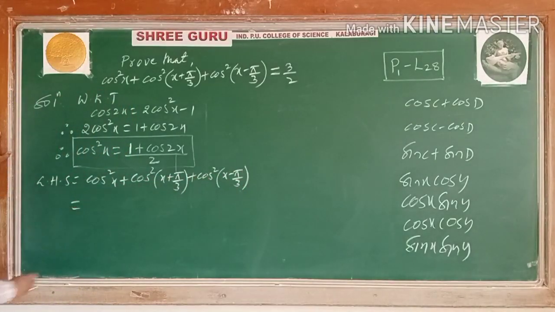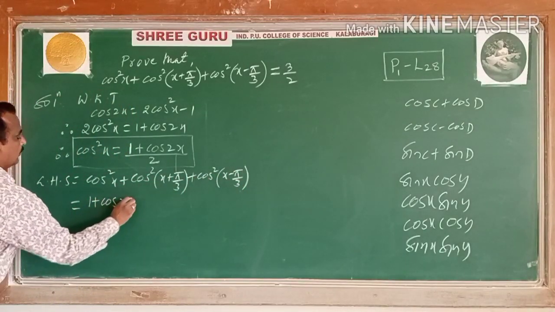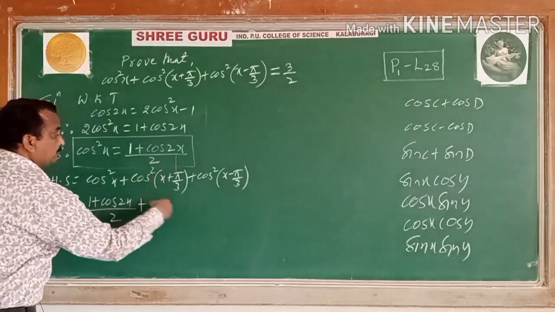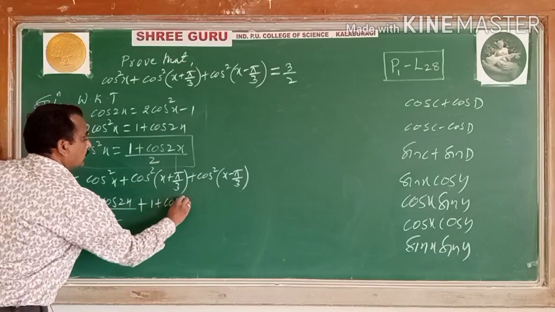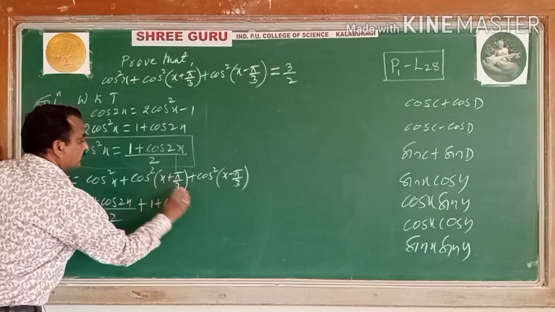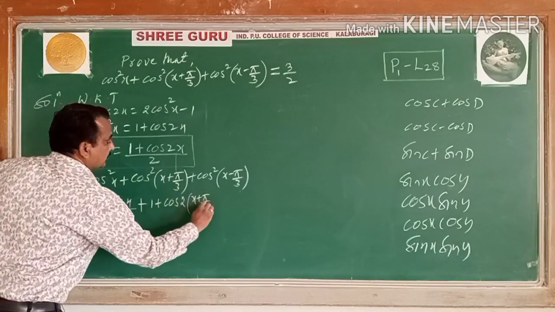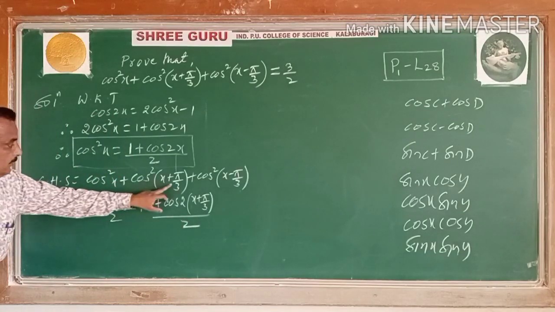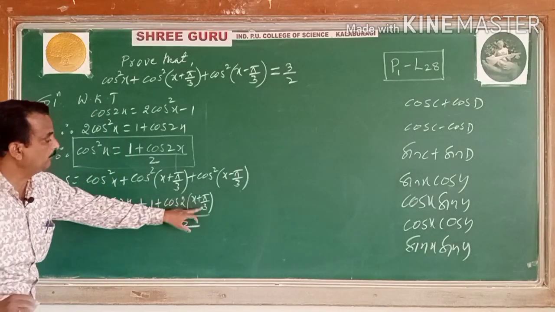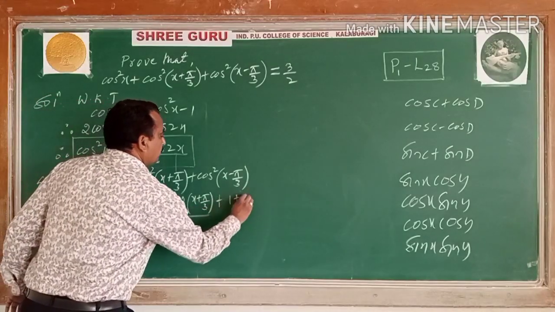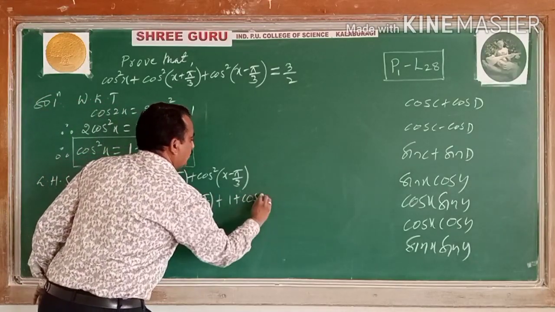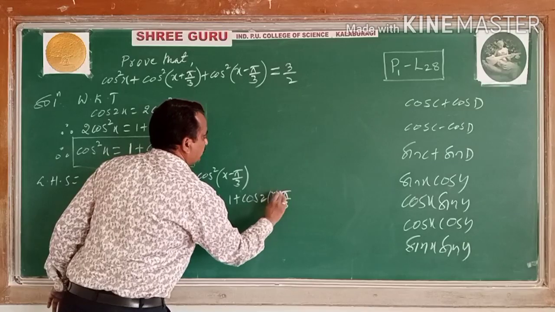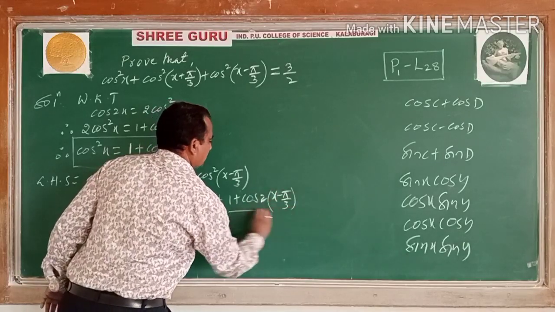Here I will substitute: cos square x is 1 plus cos 2x by 2, plus cos square of x plus pi by 3. What is x here? x plus pi by 3. So 1 plus cos of 2 into x plus pi by 3, divided by 2. Clear all of you? Here x is x plus pi by 3 angle, 2 times of this much. Plus 1 plus cos of 2 into x minus pi by 3, divided by 2.